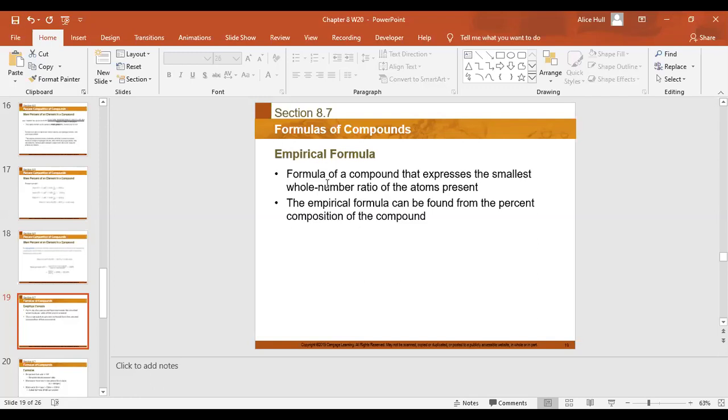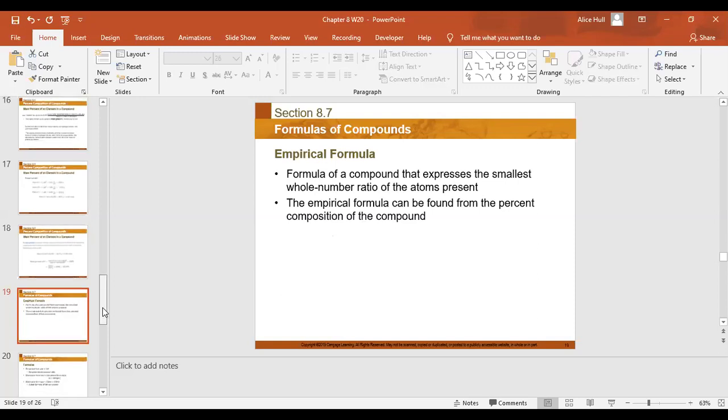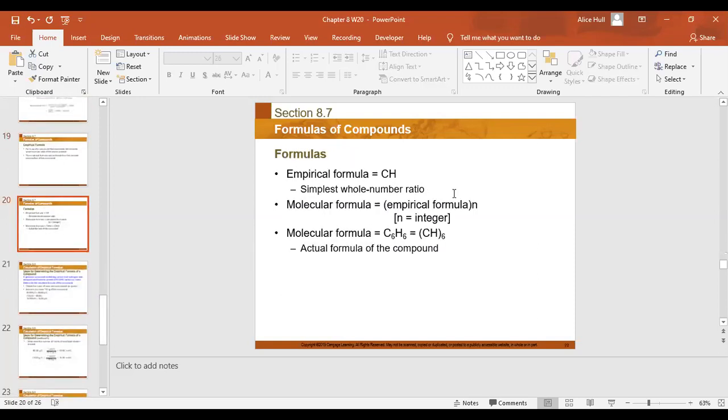So empirical formula is the formula of a compound that expresses the smallest whole number ratio of the atoms present. And it can be found from the percent composition of the compound, what we just learned how to do. So let's look at this. An empirical formula, we see here carbon, hydrogen, simplest whole number ratio, okay?